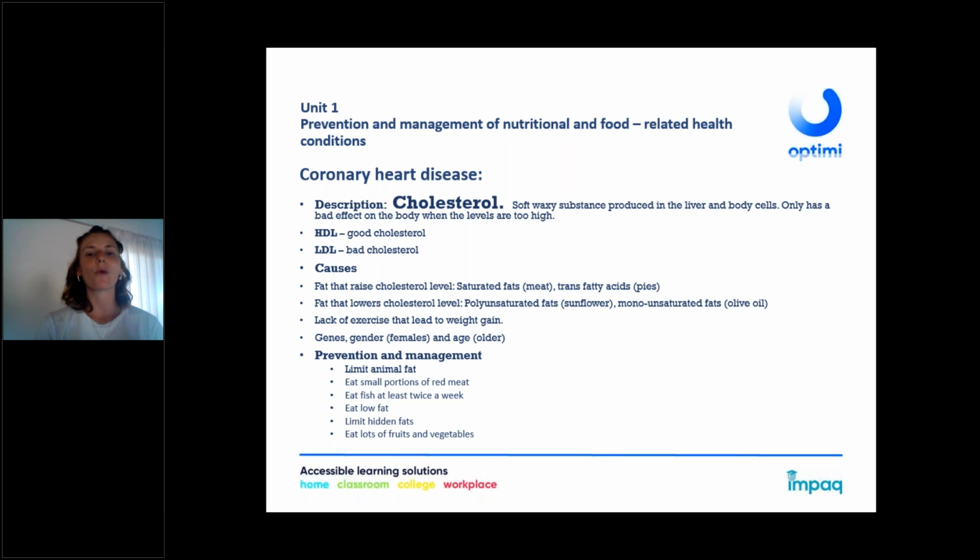Okay, so what causes cholesterol or coronary heart disease? Saturated fats. Saturated fats are fats from meat, and trans fatty acids are fats from pies or cookies. Those are your bad fats. And if you take in too much of it, it goes and sits where the other cholesterol is sitting. Okay. So what lowers the cholesterol level is actually plant fats like sunflower or olive oil. So those are the good fats to take in.